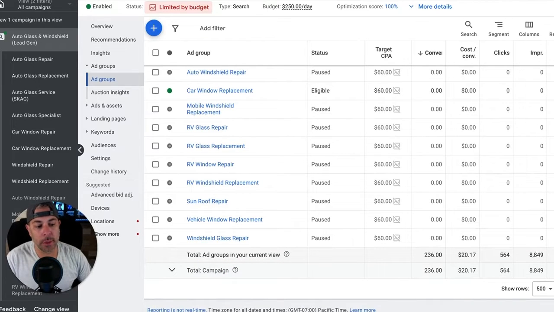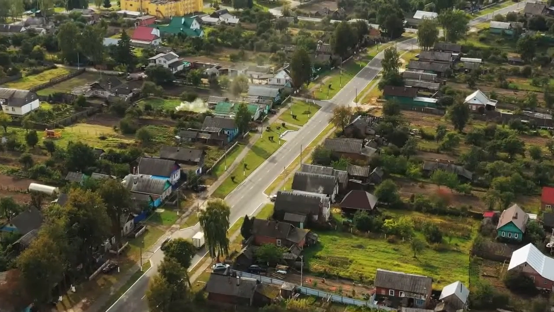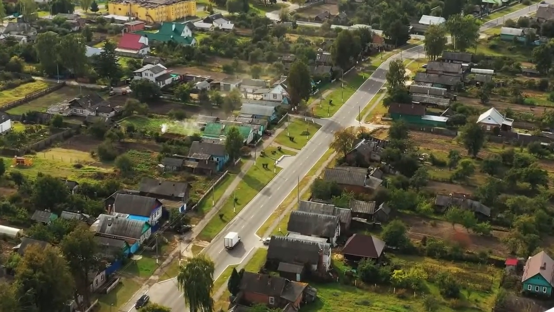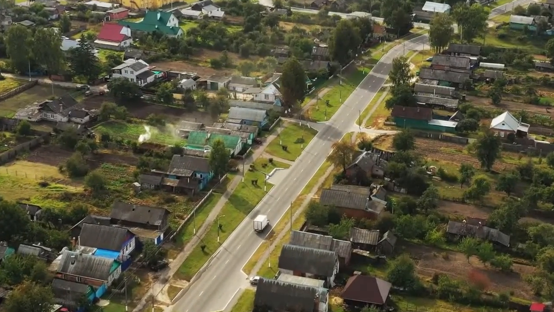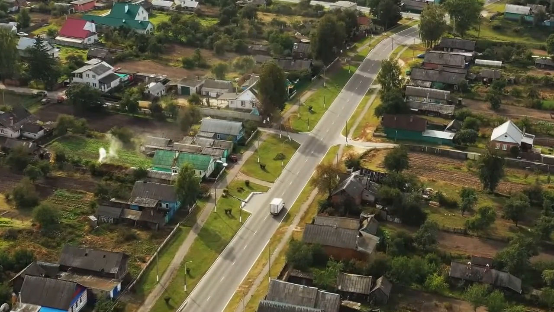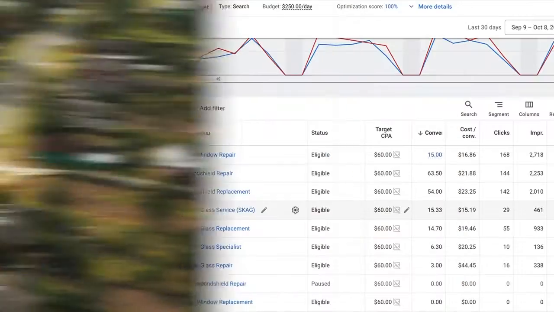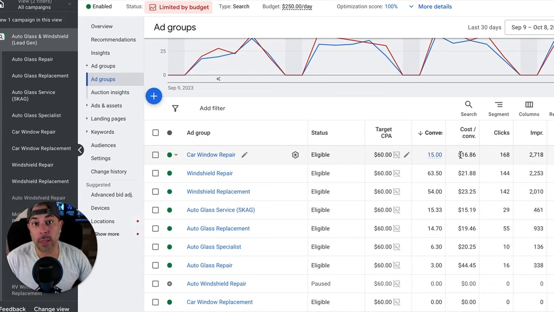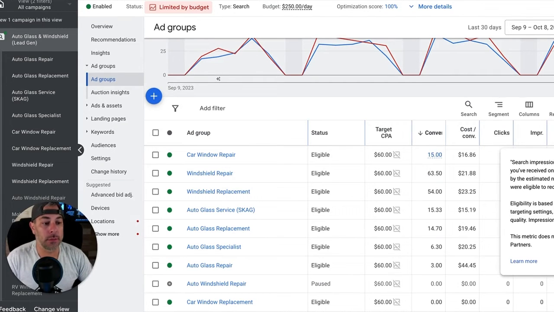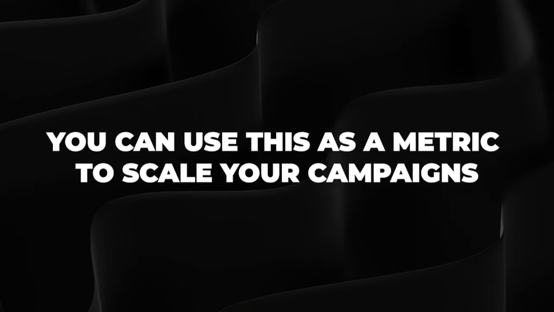This also depends on the keywords you're targeting, their search volumes, and the targeted locations you're in. If you're in a small, tiny town in the middle of the Poconos and you're running auto glass replacement keywords, I doubt you're going to have much competition. So you might have 100% search impression share with only 5 or 6 clicks a week. It really depends on how big the location is that you're targeting in Google, but that's the quick draw of what it means and how it works. It's out of 100%, and you can use this as a metric to scale your campaigns.